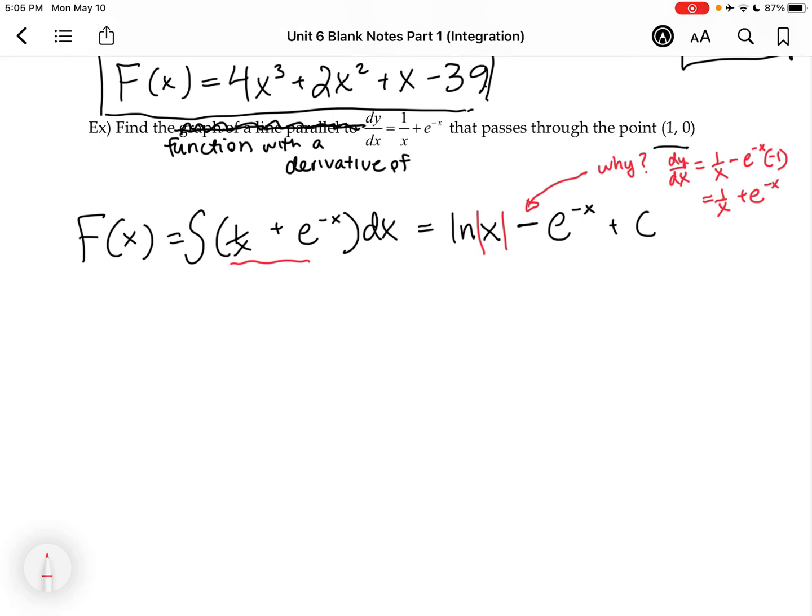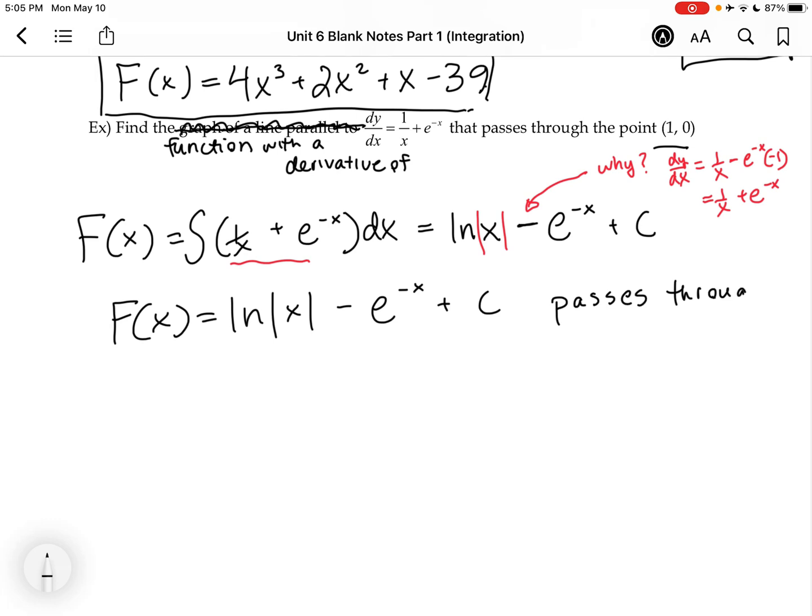Okay, so what we have is f of x equals ln absolute value of x minus e to the negative x plus c. And we know that it passes through the point (1, 0). So we can plug that in and solve for c. So that's what I'm going to do. I'm going to plug in a 0 for f of x and a 1 for x.